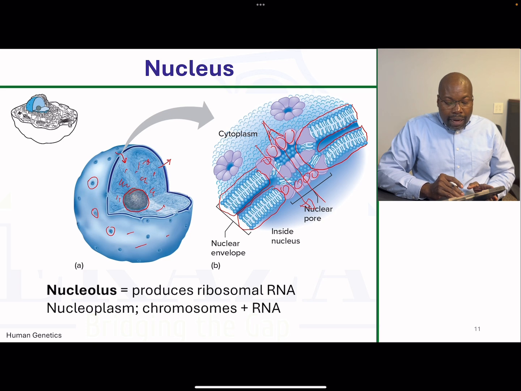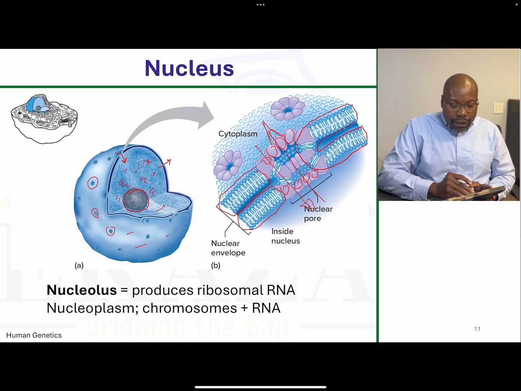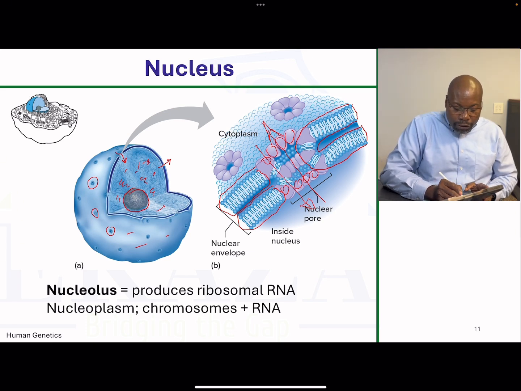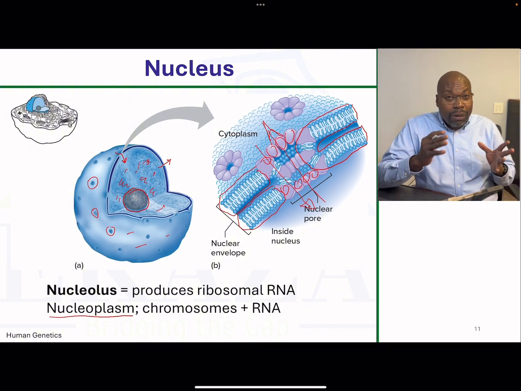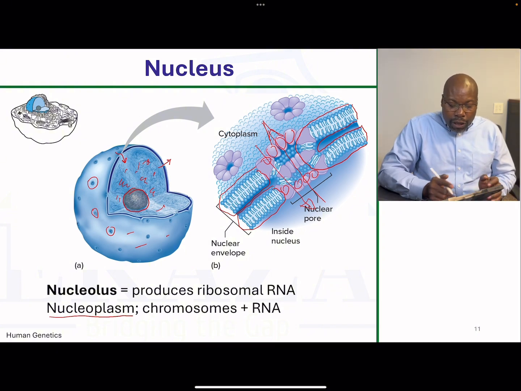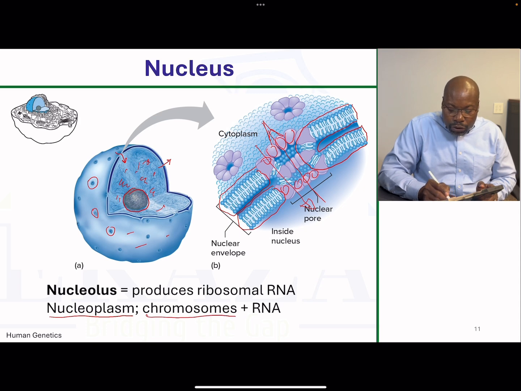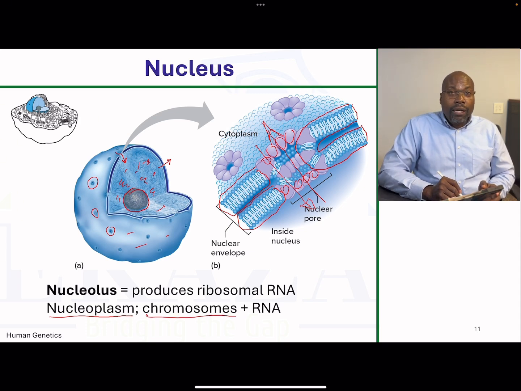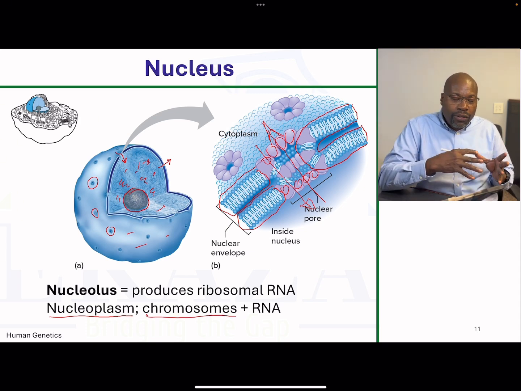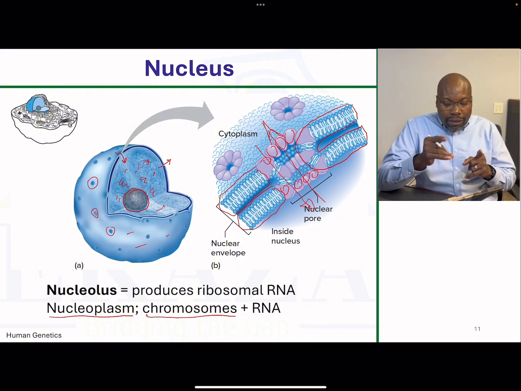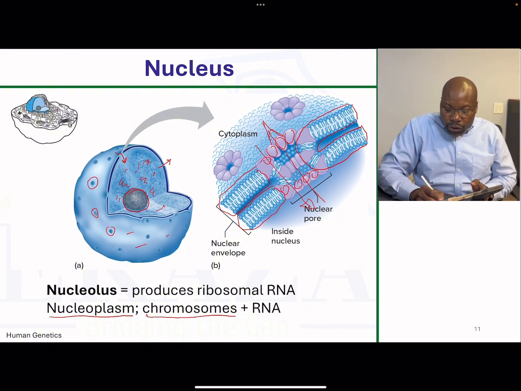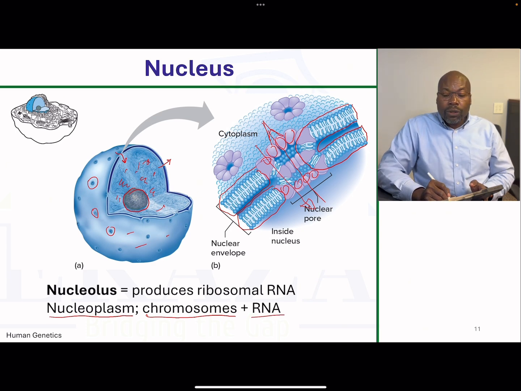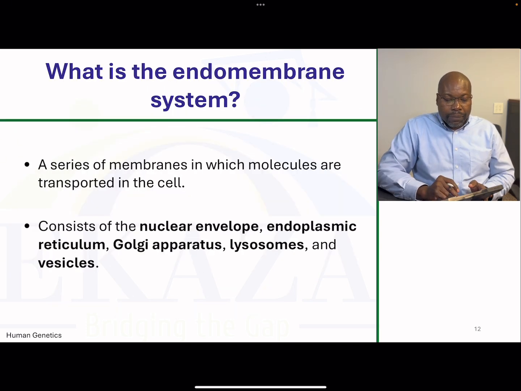Okay. Now, in addition to that nucleolus, you're going to have the nucleoplasm, which is basically the equivalent of the cytoplasm, but this time inside of the nucleus. You're going to have some chromosomes, and chromosomes are going to be a mix of DNA and some proteins, right? Proteins that we called histones in the first chapter. And in the nucleus, we're also going to have some RNA, ribonucleic acids.